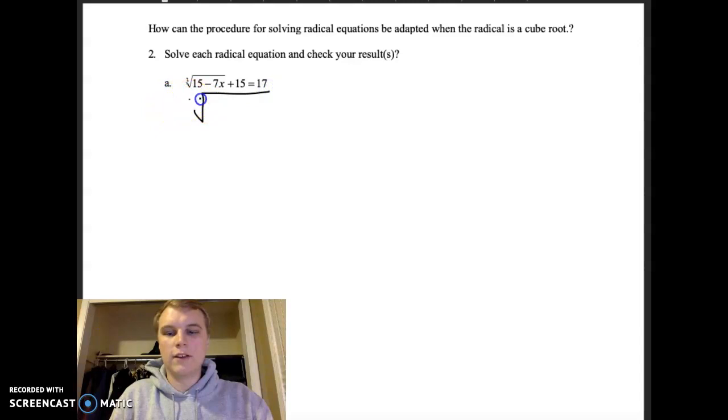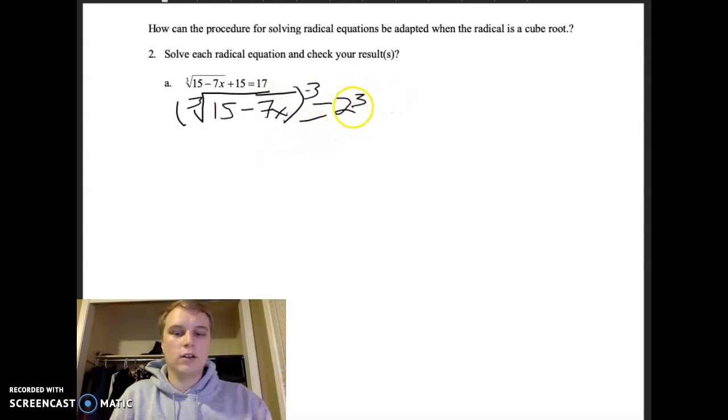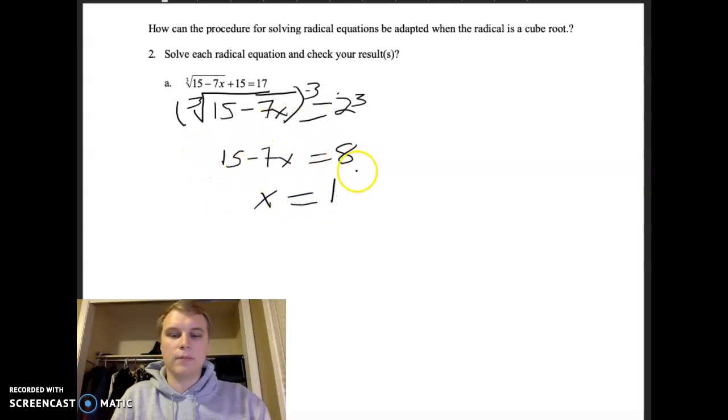So we subtract the 15 over, and we're left with the cube root of 15 minus 7x, sorry, equals 2. And then we're going to have to cube everything instead of squaring it, like we did in the last video. So we're left with 15 minus 7x equals 8, because 2 cubed is 8. And then when we solve for x, we get x equals 1. And you can verify this here on your own, but I can tell you that x will equal 1.